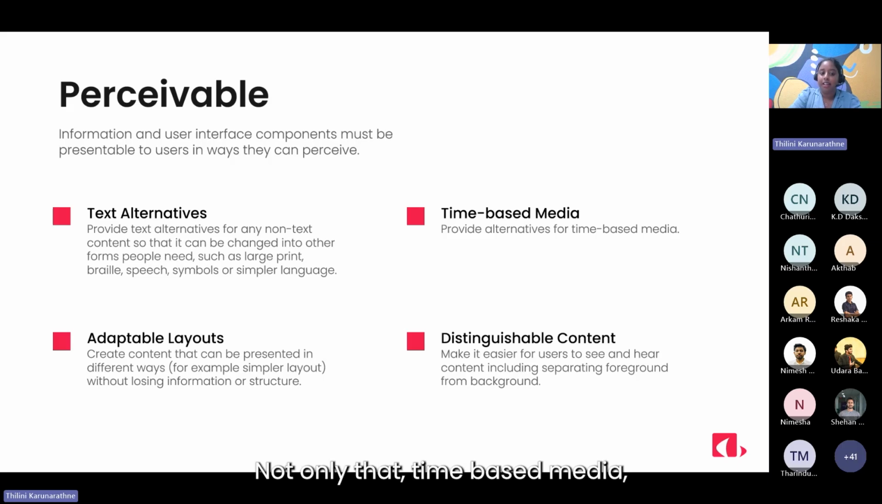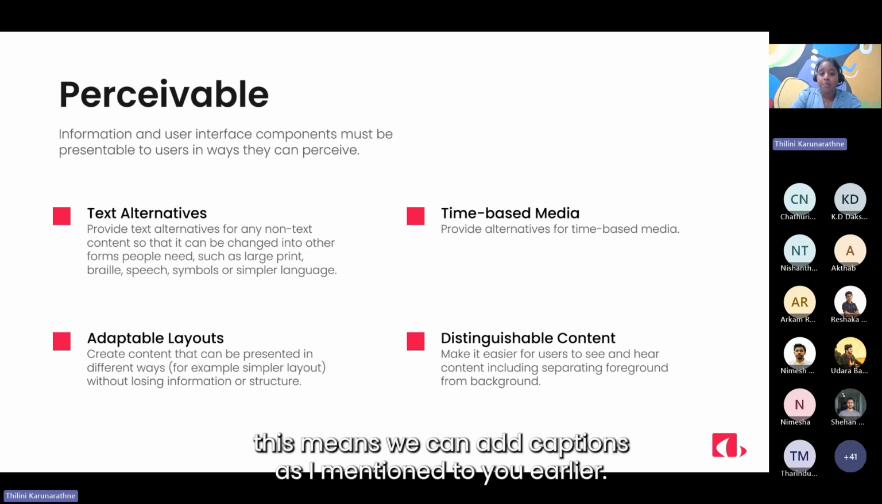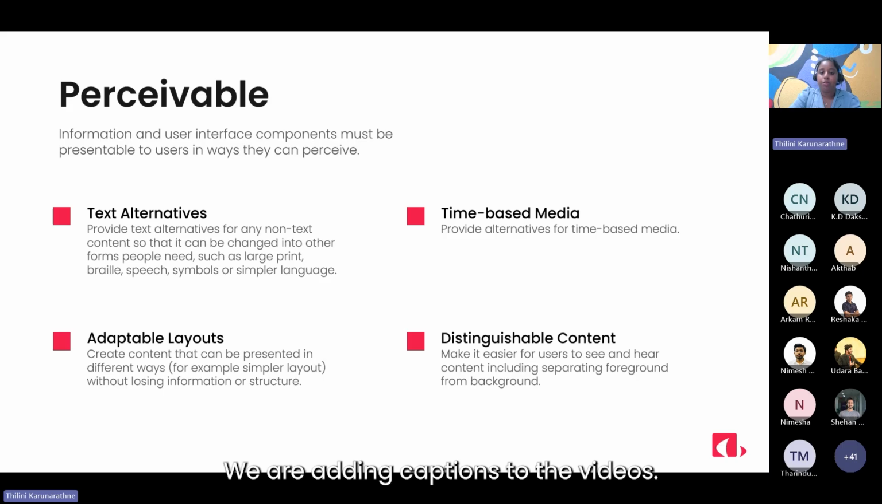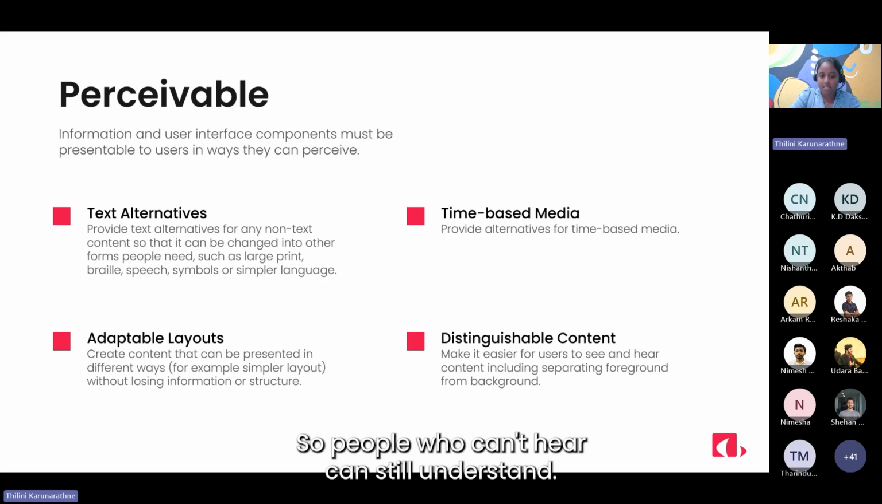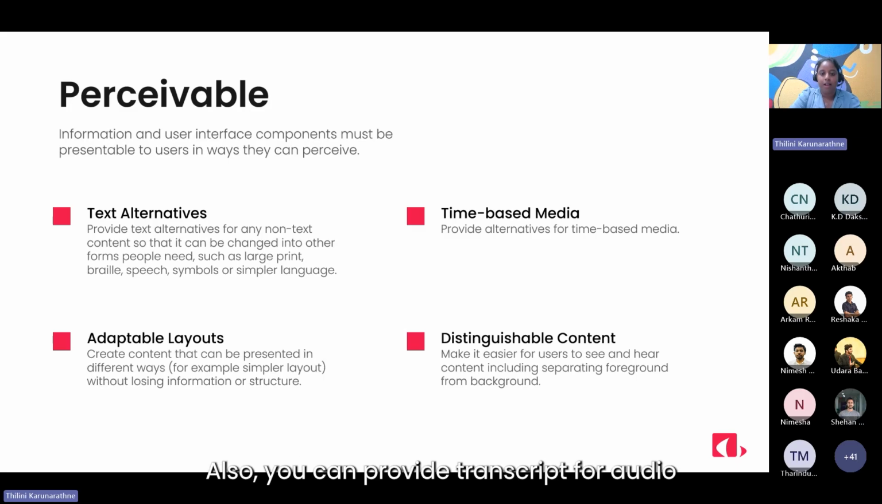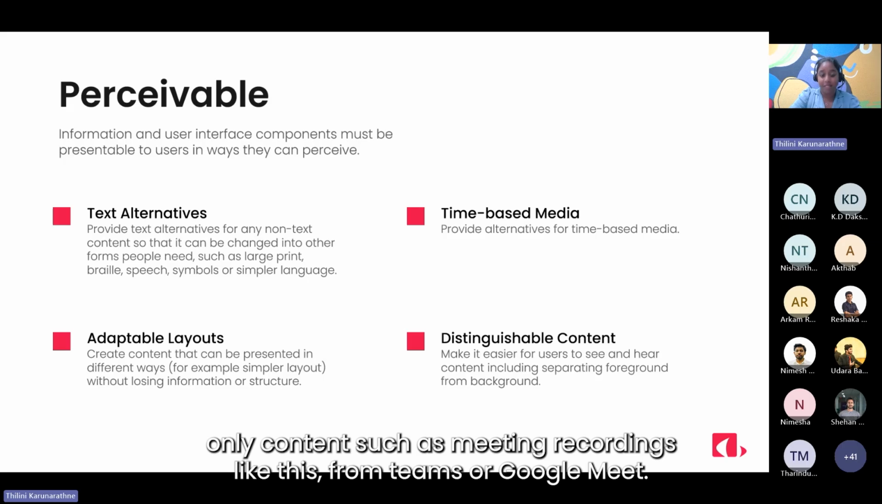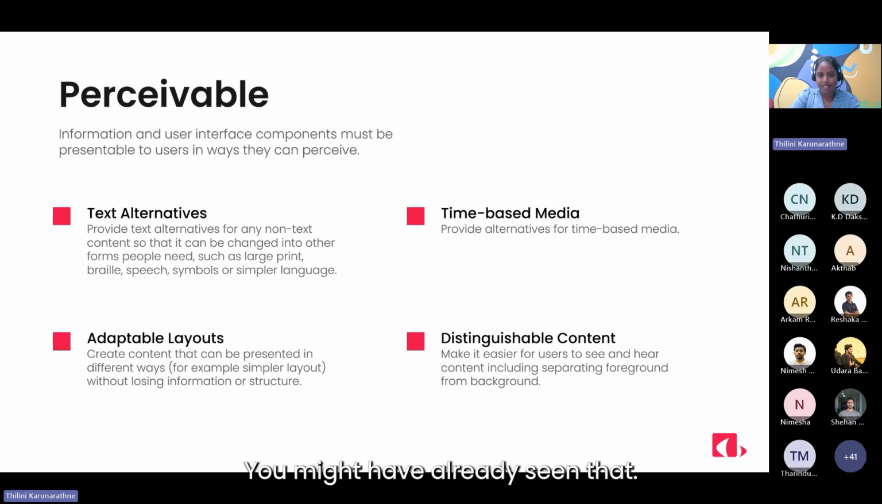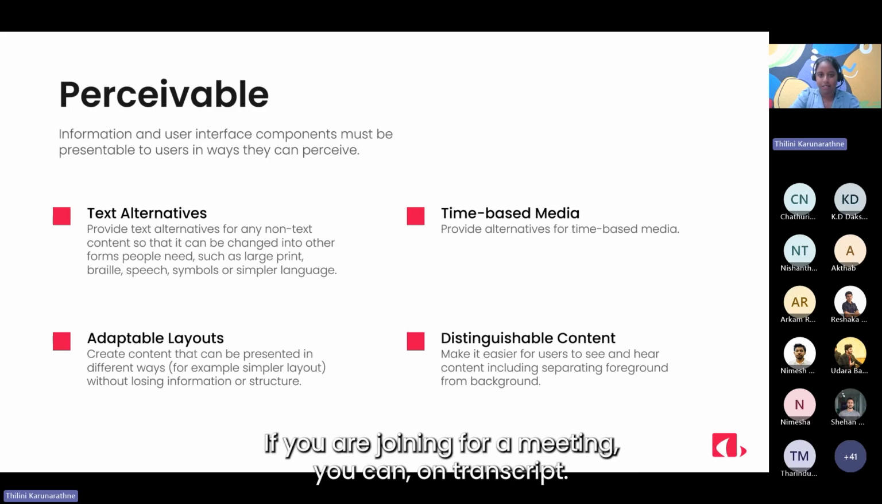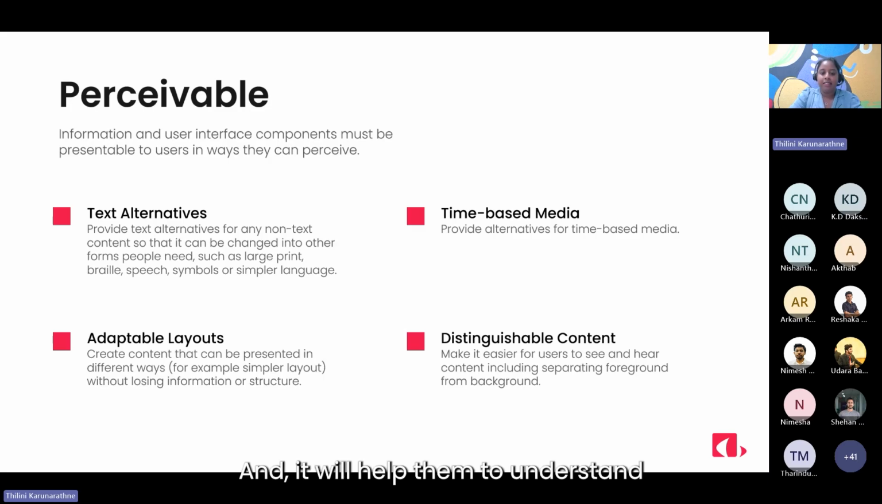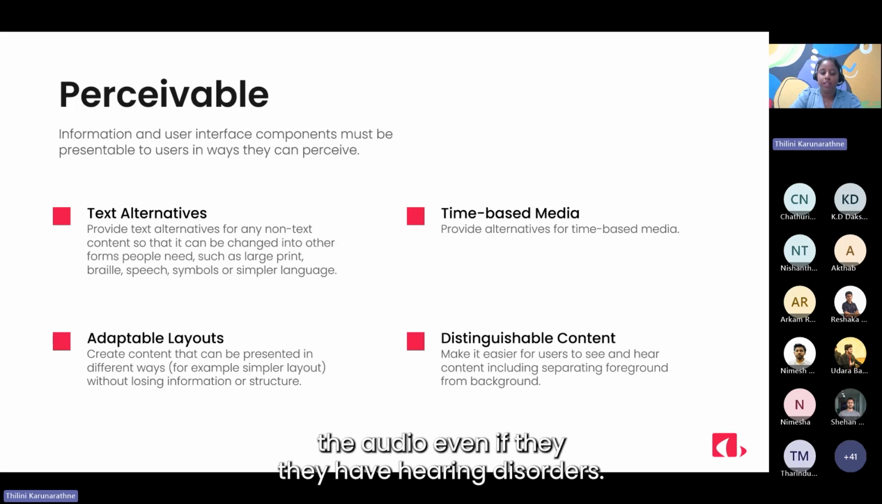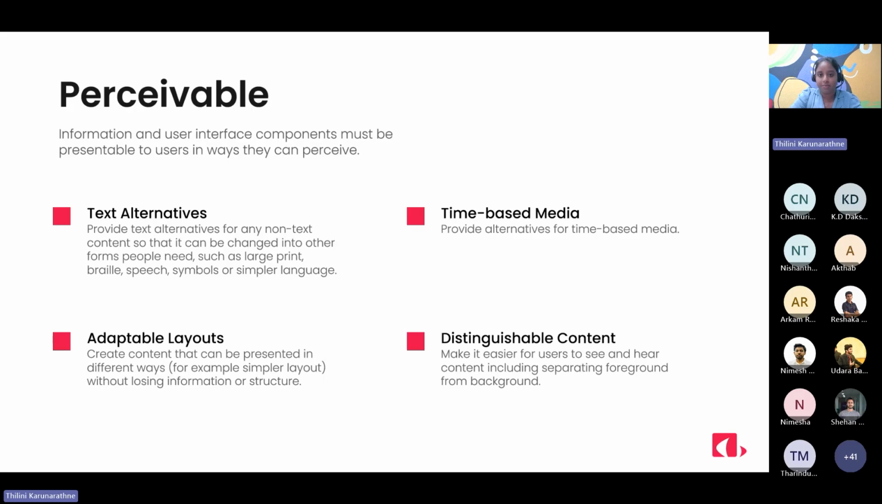Not only that, time-based media. This means we can add captions, as I mentioned earlier. So we are adding captions to the videos, so people who can't hear can still understand. Also, you can provide a transcript for audio-only content, such as meeting recordings like this one from Teams or Google Meet. You might have already seen that if you're joining a meeting, you can turn on transcript. And it will help them understand the audio, even if they have hearing disorders.